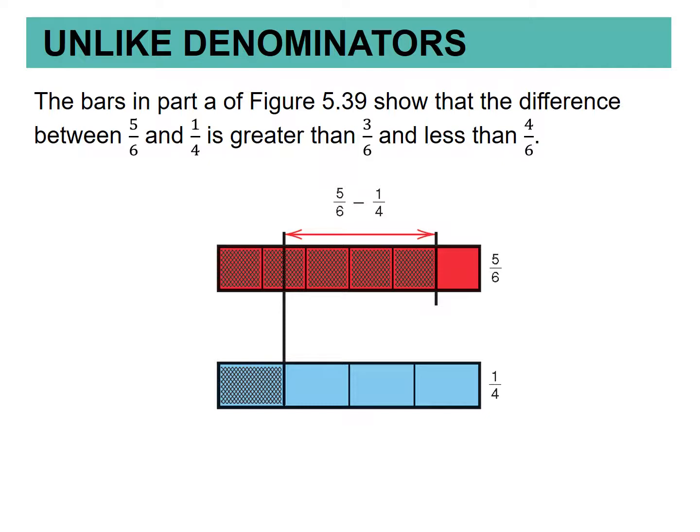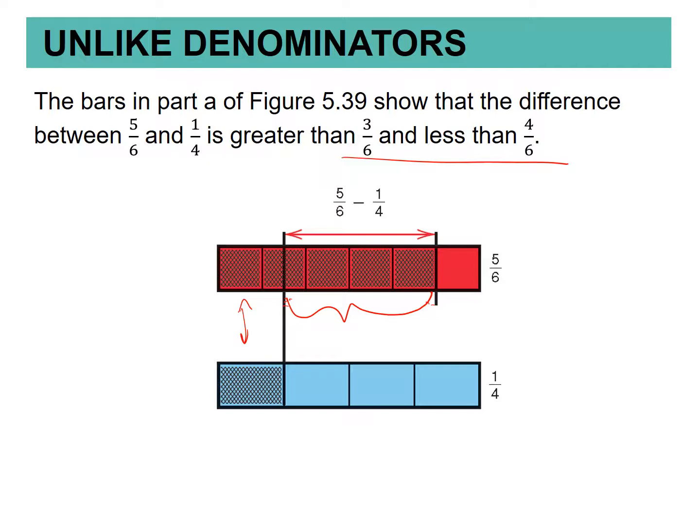Okay, so here we have 5/6 minus 1/4. Now we can kind of estimate this, because here I have 1, 2, 3/6. Here I have the amount that's different. So I can estimate this to be somewhere between 3 and 4/6. I really don't know exactly. So this in here is somewhere between 3/6 and 4/6, but I can't tell exactly, but I want to know exactly.